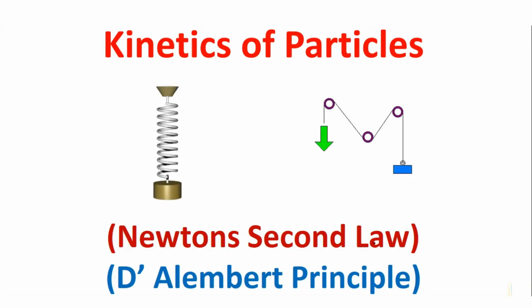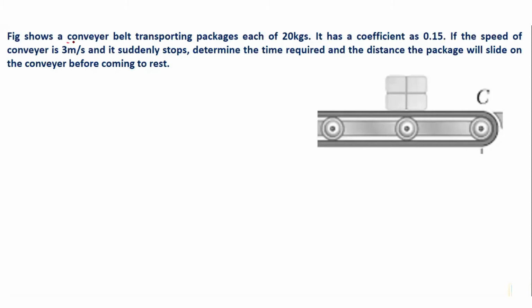And the next example: the figure shows a conveyor belt transporting packages of 20 kg. It has a coefficient of friction of 0.15. If the speed of the conveyor is 3 meters per second and it suddenly stops, determine the time required and the distance the package will slide on the conveyor before coming to rest.